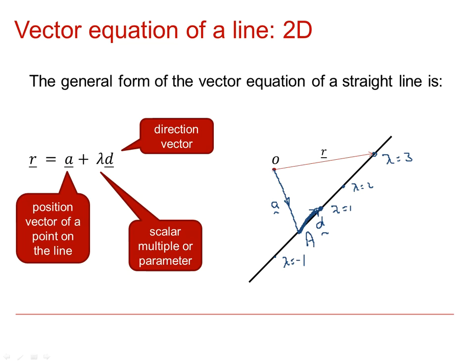Where lambda can take any value. It doesn't have to be whole numbers, it can literally be any real number. And that then will give us a position vector of any point on that line. So we've got these two main parts. A is a known point on the line, and then d is the direction vector.